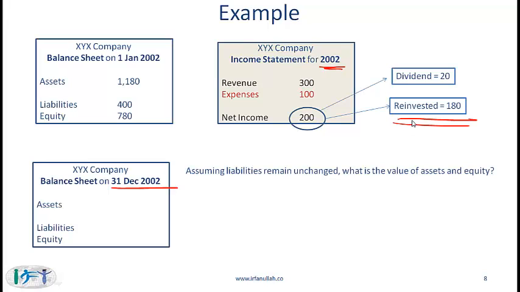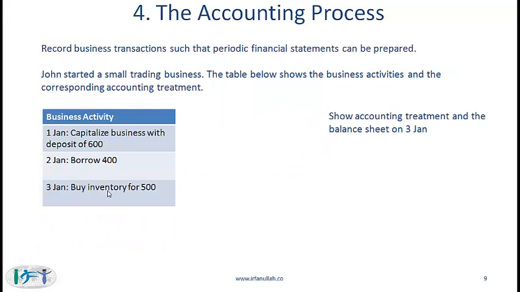Through this example and through the previous one, I hope you recognize that the reinvestment amount or the retained earnings is what connects the balance sheet to the income statement to the balance sheet at the end of the period. The reinvested amount is 180. This means that our equity again is going up by 180. So the value of equity at the end of the year will be 780 plus 180. And since the liabilities are staying the same, the liabilities are still 400. The assets will be 1180 plus 180.